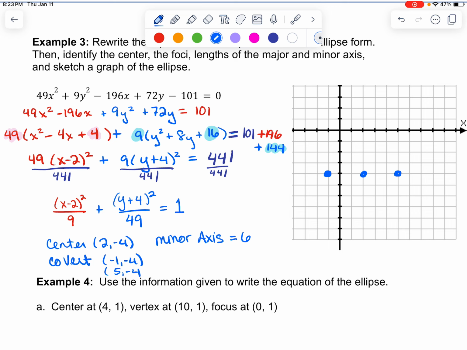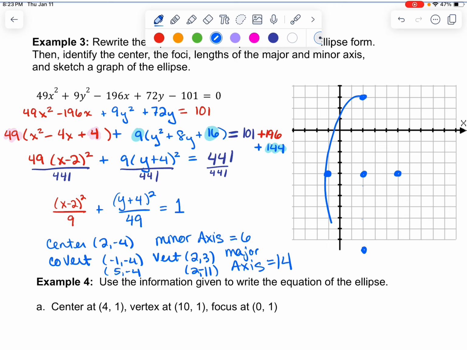Okay, now I'm going to do the major axis. The square root of 49 is 7, so I go up and down 7 units. So 1, 2, 3, 4, 5, 6, 7. A little off the grid, that's okay. So my vertices are located at the points 2, 3 and 2, -11. And my major axis has a length of 7 times 2, or 14.